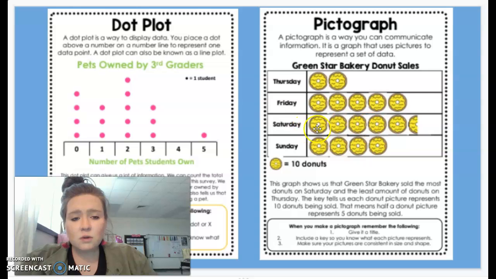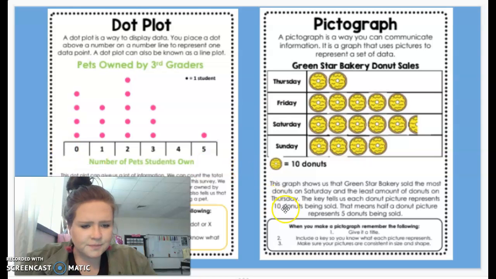Again, 1 donut represents 10 donuts, but there are more donuts drawn in pictures on Saturday than there are on Friday. The key tells us that each donut in the picture represents 10 donuts being sold. That means that half a donut picture represents 5 donuts being sold.